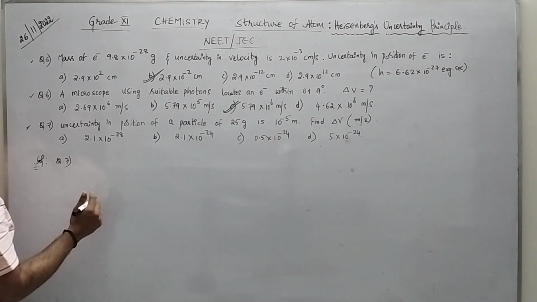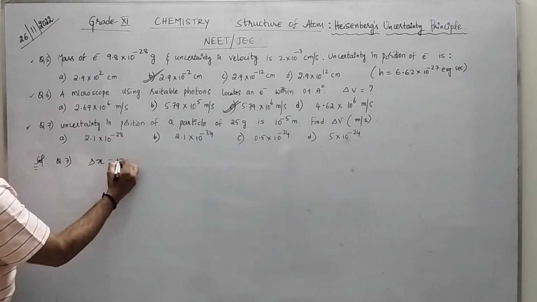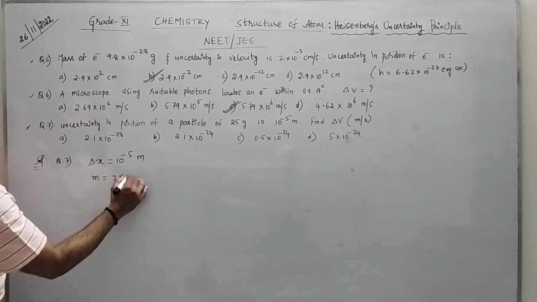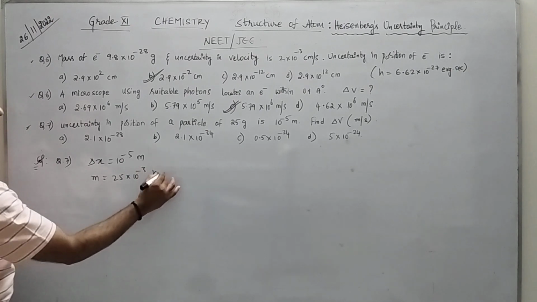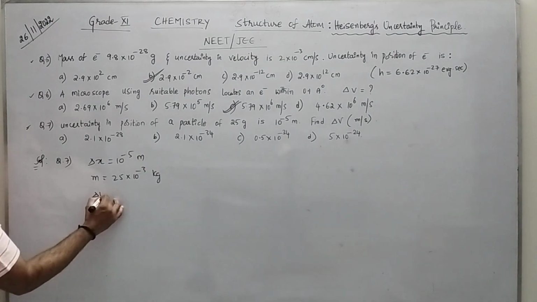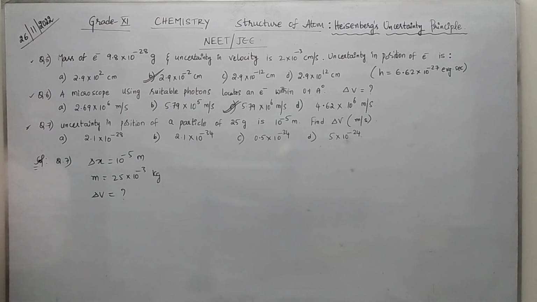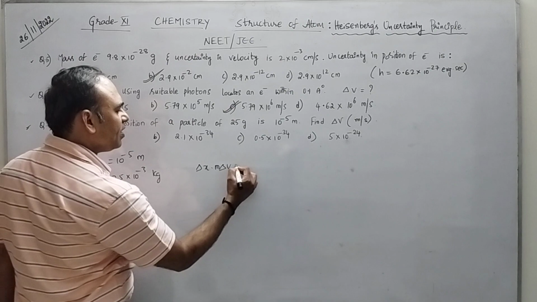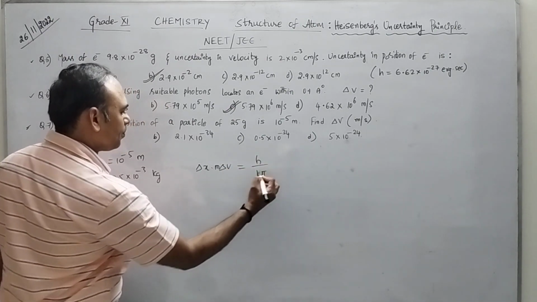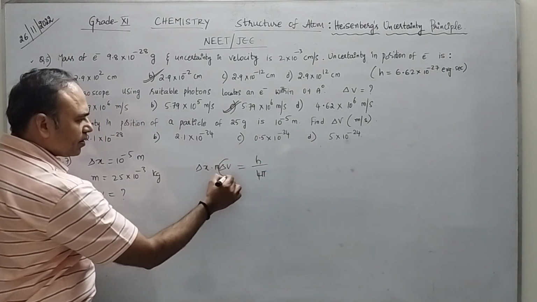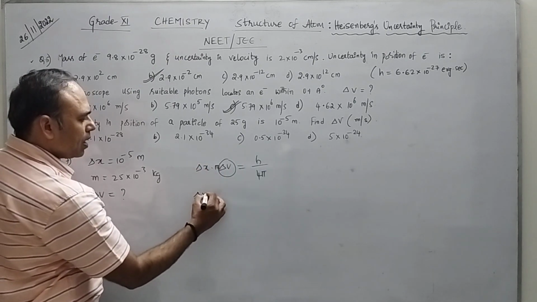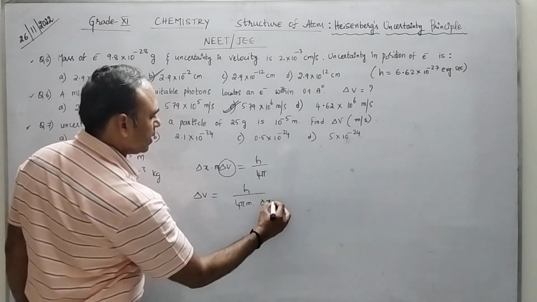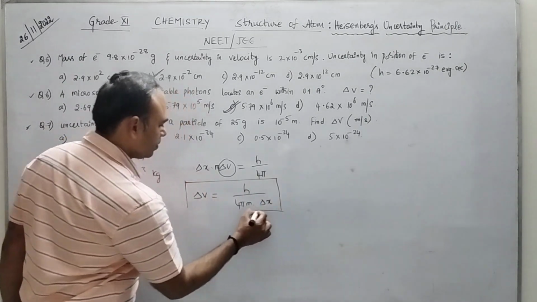The uncertainty in the position, delta x, is given as 10 to the power of minus 5 meter. The mass is 25 gram, hence we take 25 into 10 to the power of minus 3 kg. You want to calculate delta v. Now substitute: delta x into m delta v is greater than or equal to h by 4 pi. We want only delta v. Send the terms to the other side. Delta v is h by 4 pi m into delta x. So this is your formula.